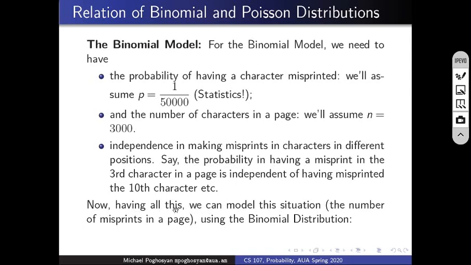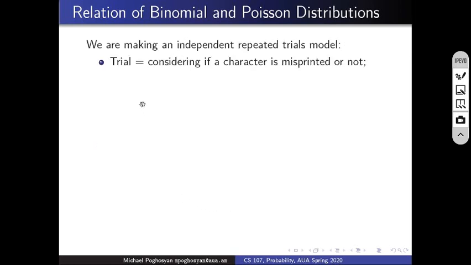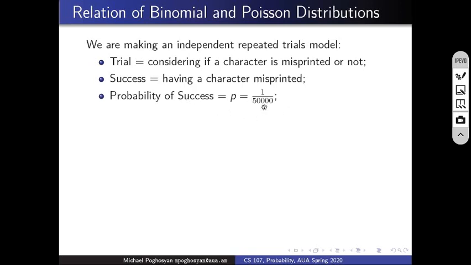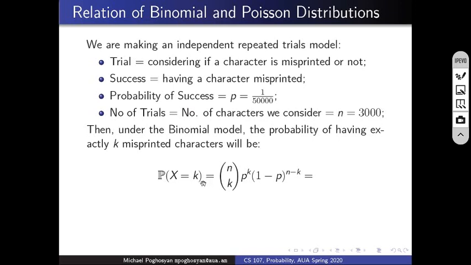Now, having all this, we can use the binomial model. So we have 3000 trials. The success probability is 1 over 50,000. We can model by binomial distribution. A trial is considering if a character is misprinted or not. Success is having a character misprinted, and the probability of success is 1 over 50,000. The number of trials is the number of characters in a page, so 3000. And under the binomial model, the probability of having exactly k misprinted characters will be this much.